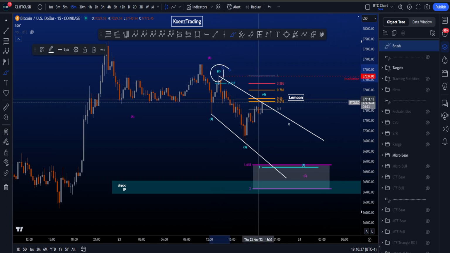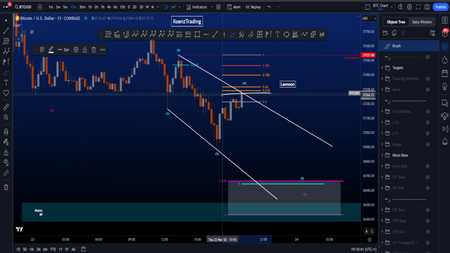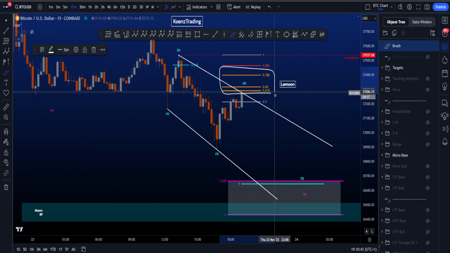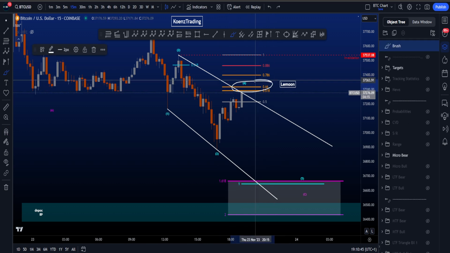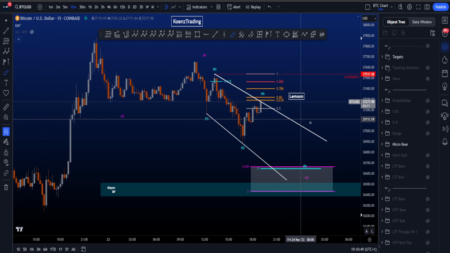The invalidation is up here if price pushes to the upside. Common targets for a wave 4 in an expanding diagonal are the 0.786 and the golden pocket, currently at the golden pocket here. So yeah, interesting area. Let's keep our eyes open, see what's up.